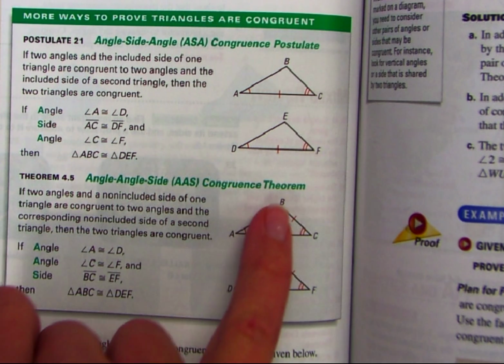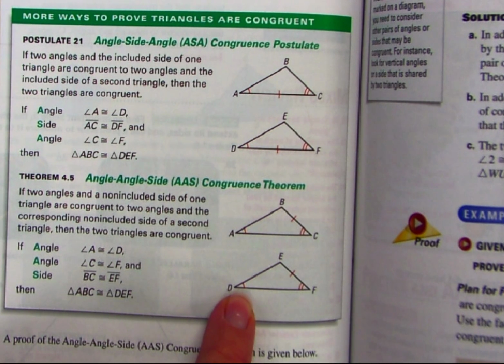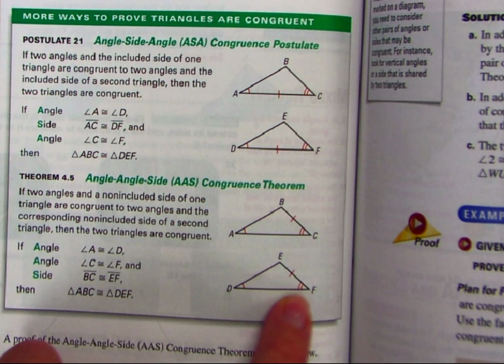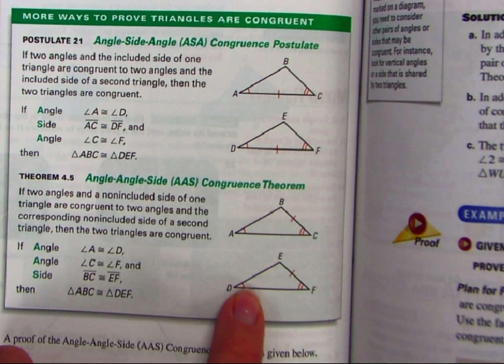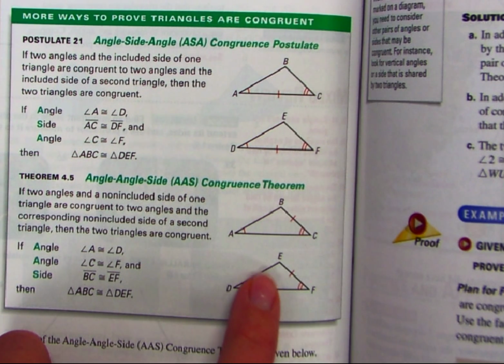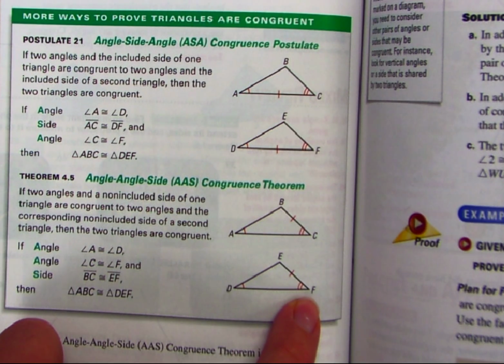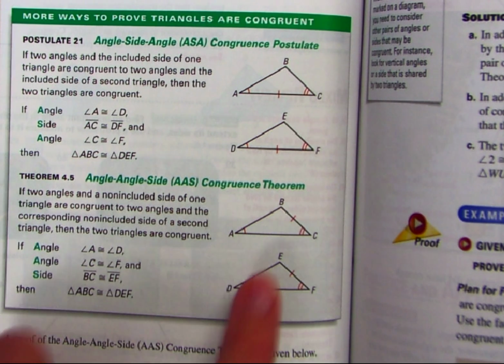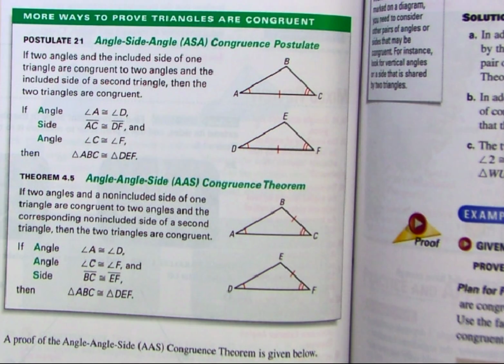Additionally, you could have BA is congruent to ED, and you would still have angle angle side, because if you know that these two corresponding sides are congruent to each other, you still can use AAS, and that will work. There are two problems on your notes that I would like you to work out. They are both proofs, and use these two theorems to help prove that those triangles are congruent to each other.